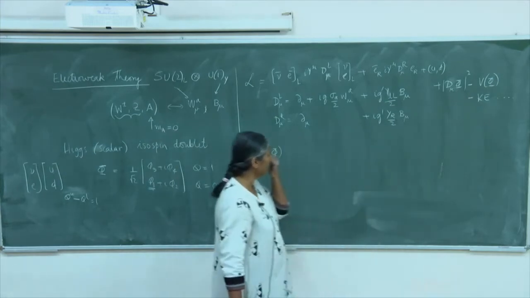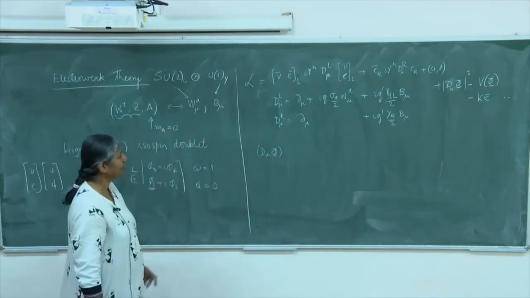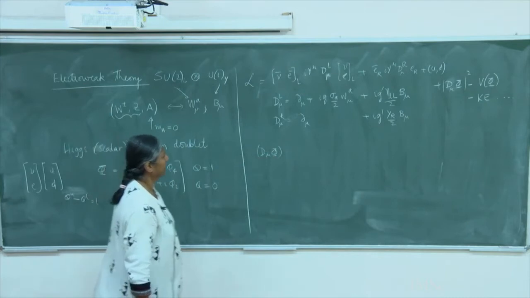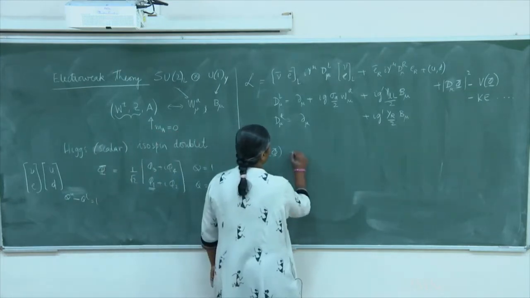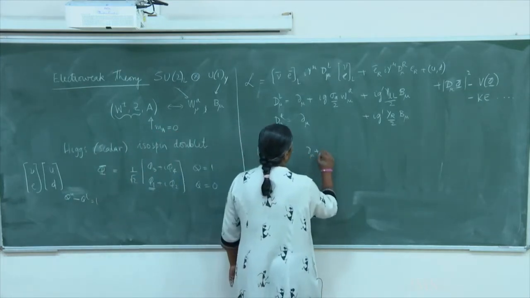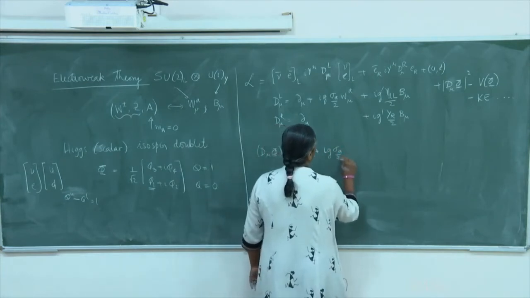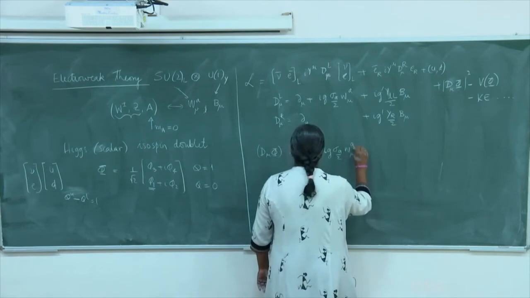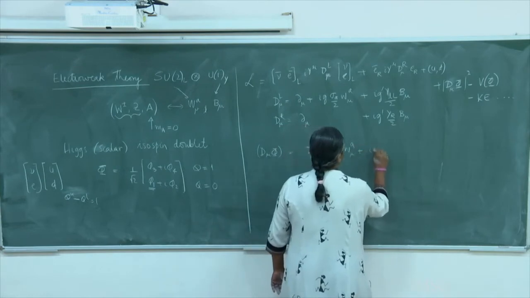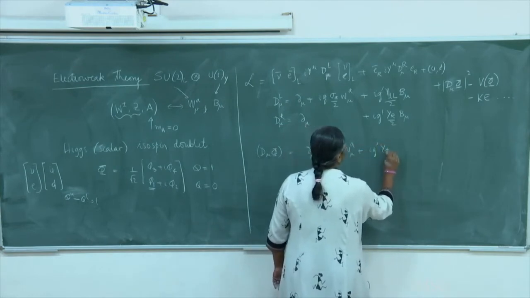So how do these gauge fields couple to the Higgs field? So what is the D_mu phi? D_mu was d_mu plus i g sigma^A by 2 W_mu^A plus i g prime Y of the Higgs by 2 B_mu.